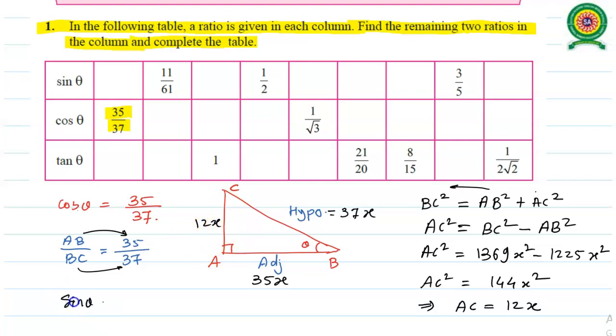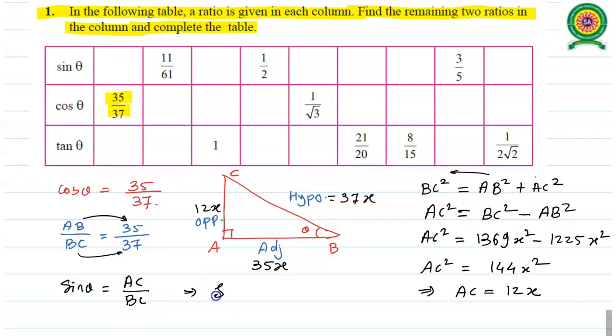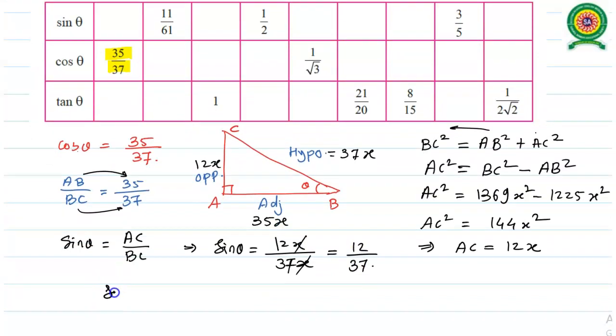Now it is easy to calculate the value of sin θ. With respect to θ, the opposite side is AC, so sin θ equals opposite side AC divided by hypotenuse BC, which is 12x over 37x. Here x gets cancelled, so we are left with 12/37. So the value of sin θ is 12/37. Put a box around it. Now try to evaluate the value of tan θ.